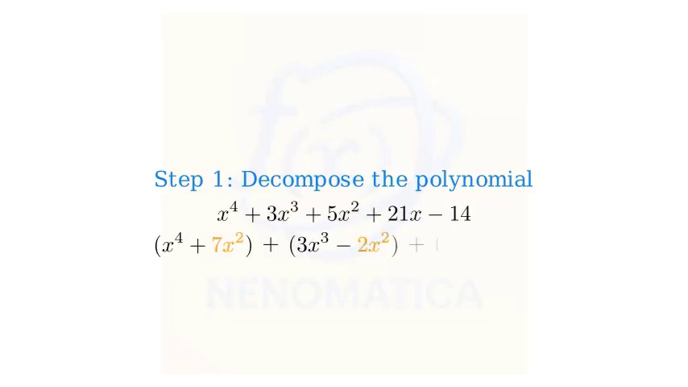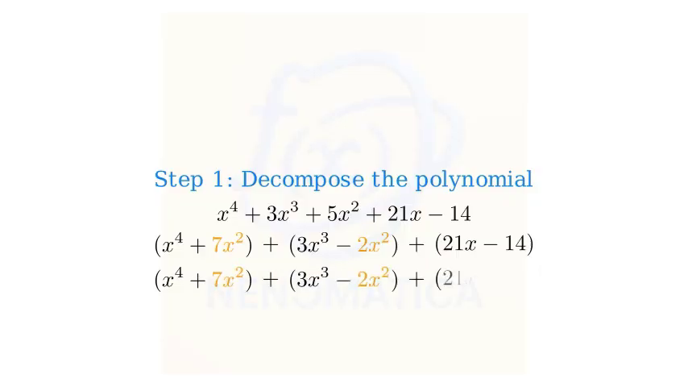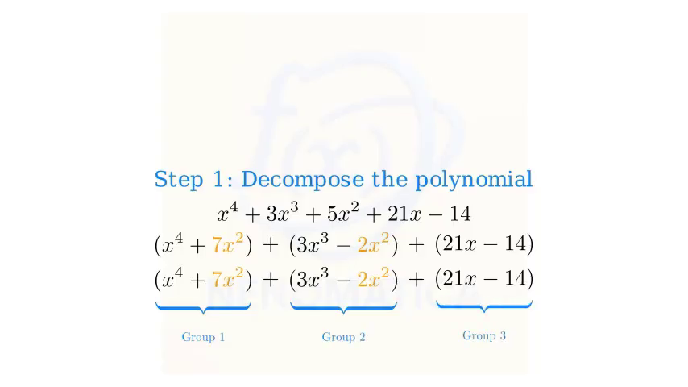Decompose the polynomial into three groups that are easy to factor later. Start from the original expression. Now decompose it into parentheses so that the middle term is split into 7x squared and negative 2x squared, which still sum to 5x squared.